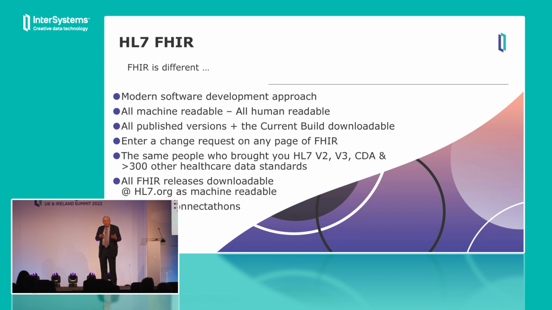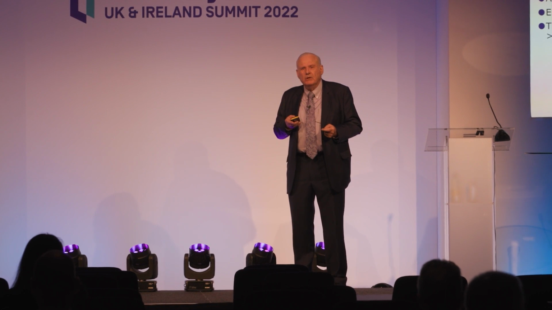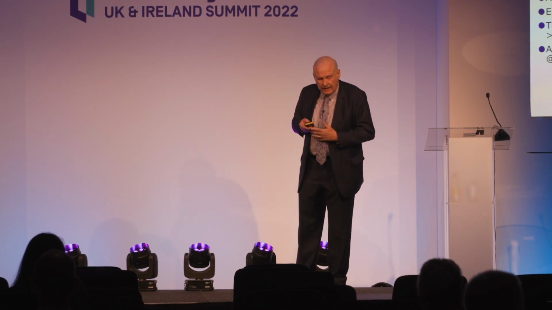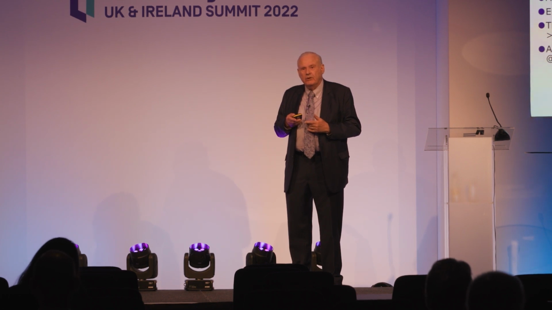So another important aspect of HL7 developing FHIR is these are the same people that brought you the previous HL7 standards, and HL7 has published over 300 standards. So there is a lot of organizational knowledge, a lot of lessons learned that go into the development of the FHIR standard. And once again, it's all downloadable in machine-readable format to be used for development of different systems and software.